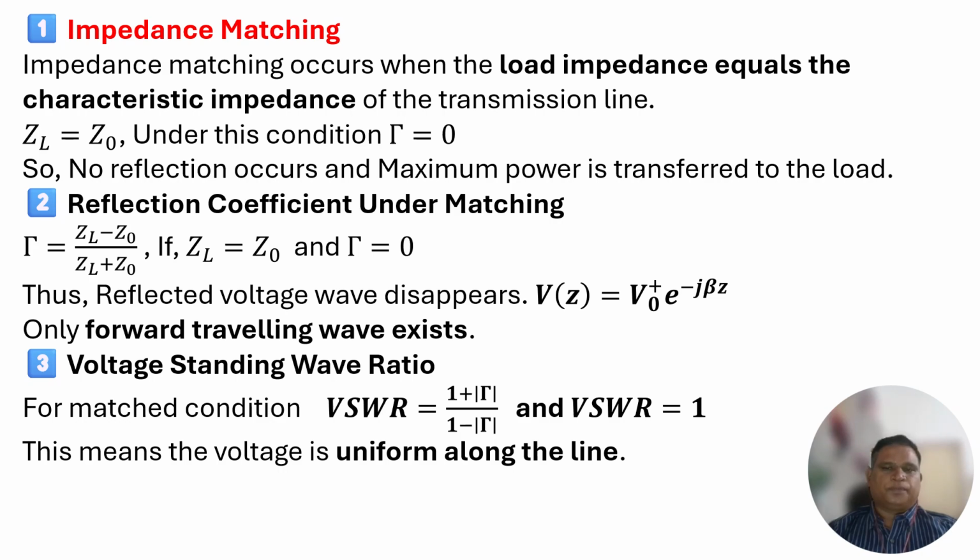transferred to the load. The reflection coefficient under matching conditions, when ZL is equal to Z0, is equal to (ZL minus Z0) divided by (ZL plus Z0), that is equal to 0. The reflected voltage wave disappears and only the forward traveling wave exists. Under this condition, the voltage standing wave ratio VSWR is equal to 1. Since the reflection coefficient is equal to 0, this means the voltage is uniform along the transmission line.